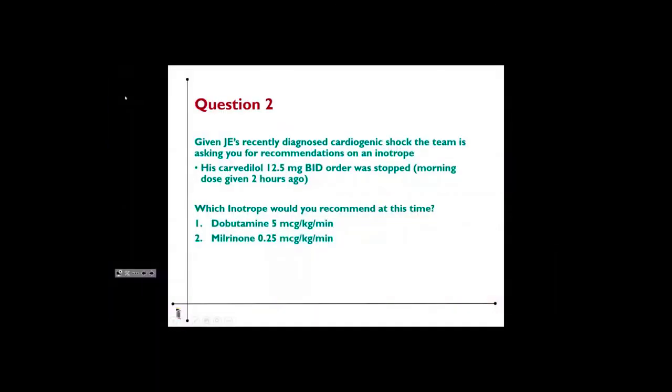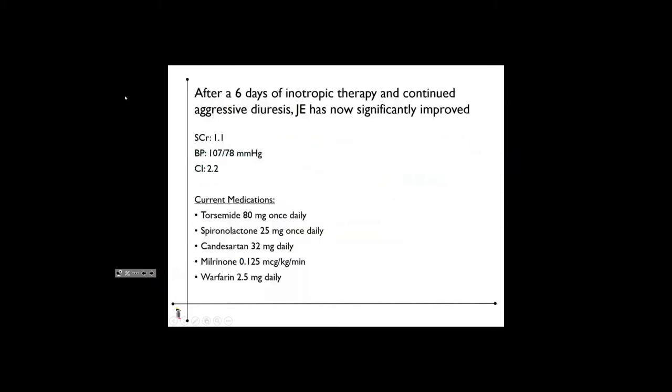All right, so it looks like a lot of people are picking milrinone, and I think I would agree with that. So after 6 days of inotropic therapy and continued aggressive diuresis, JE has now significantly improved. His serum creatinine is back to baseline of 1.1 to 1.3. His blood pressure is back up to where he was, and his cardiac index is now 2.2. So he's much more improved.